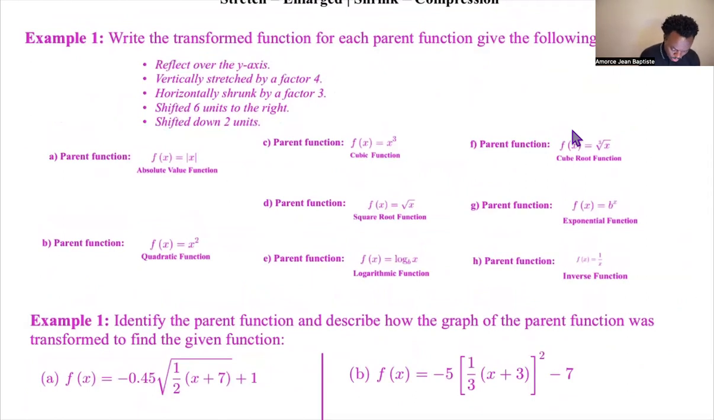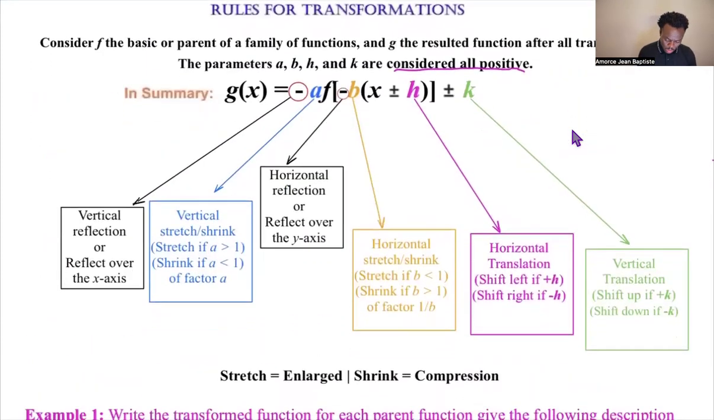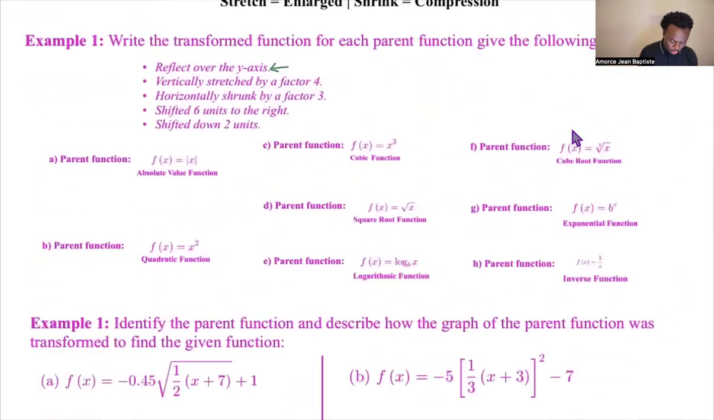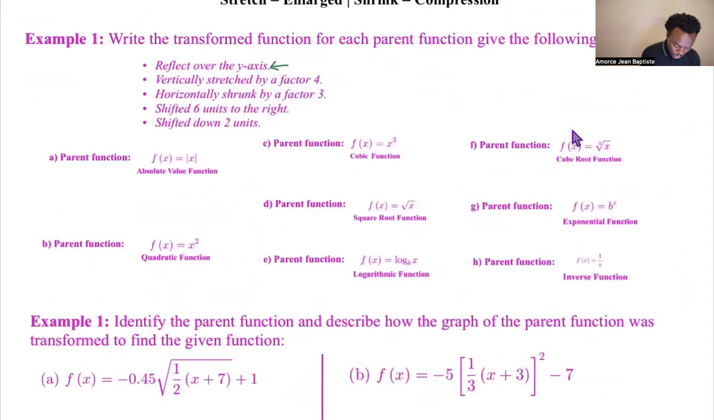First, we have the absolute value function, right? And then they say reflection in the y-axis. Let's go back up here. That means you have the negative sign of B, meaning that B is inside. This negative sign will go inside the absolute value. And then you have a vertical stretch. 4 goes outside.